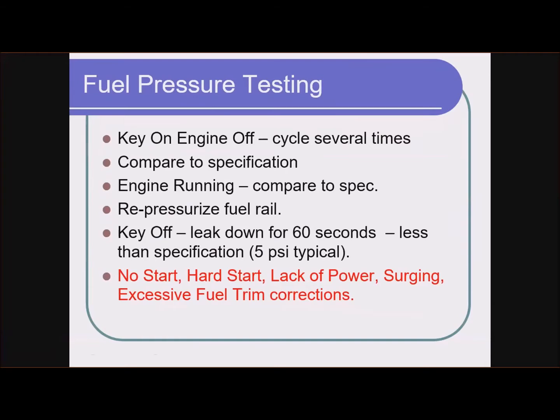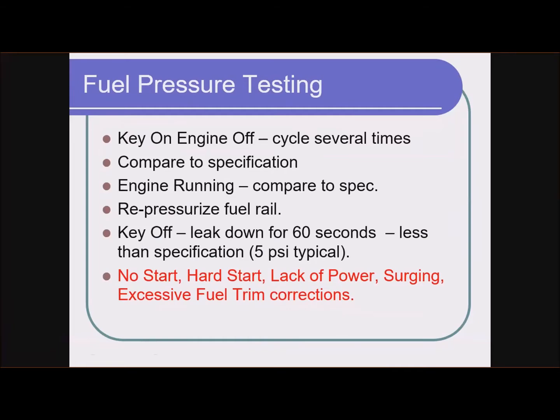So one thing you should know, when you turn the key on with the engine off, there is a 2-second prime that the fuel pump does. So the computer kicks the fuel pump on for 2 seconds, and this causes the pressure in the fuel rail to go up. So the first step here, it says key on, engine off, cycle several times. What we're trying to do is we're running that 2-second prime more than once. The first time we may not get full pressure.